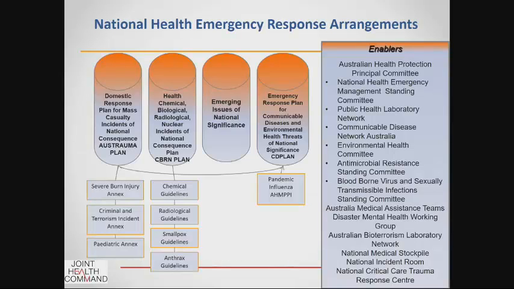Remembering you have arrangements and then you have plans. So these are the plans that come underneath the National Health and Emergency Response Arrangements. There's the Oz Trauma Plan, which is all about what to do when it's a physical disaster. There's a CBRN plan for chemical, biological, radiological and nuclear incidents of national consequence. There's the Emergency Response Plan for Communicable Diseases, the CD plan, and that outlines how we respond to communicable diseases. There are sub-plans underneath that which are more specific.